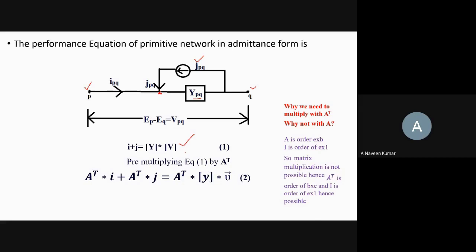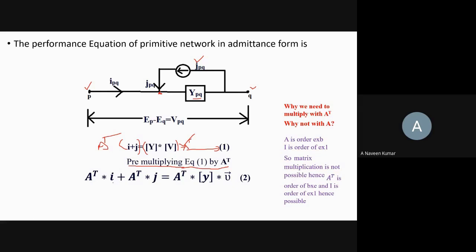Now, in the very first step to derive the Y bus matrix, we will pre-multiply, that means multiply both sides of this equation, which you treat as equation number 1, with A transpose. So this equation should be multiplied on both sides with A transpose, like this. That step was done here.